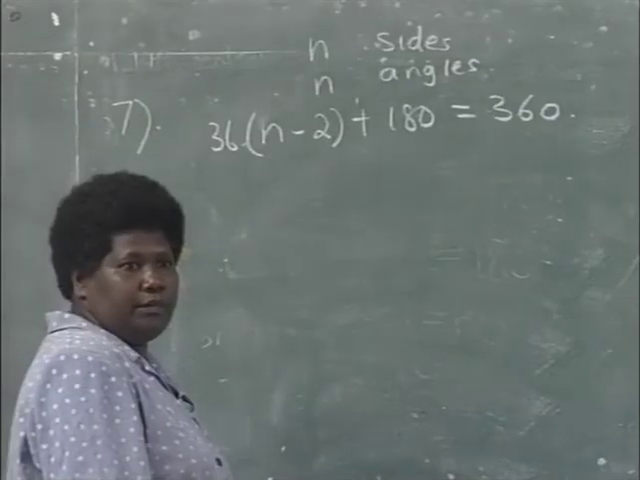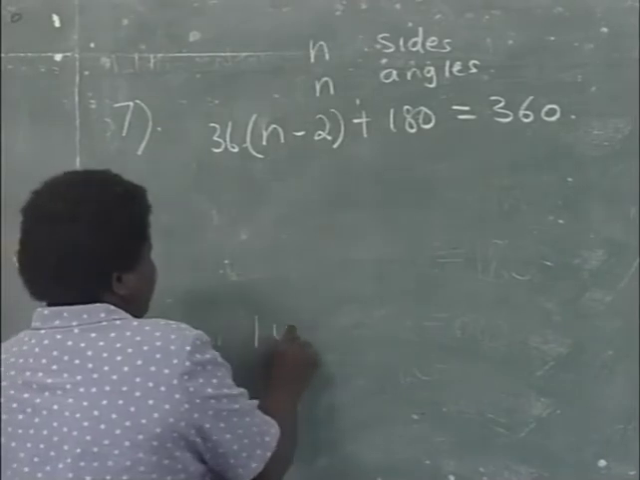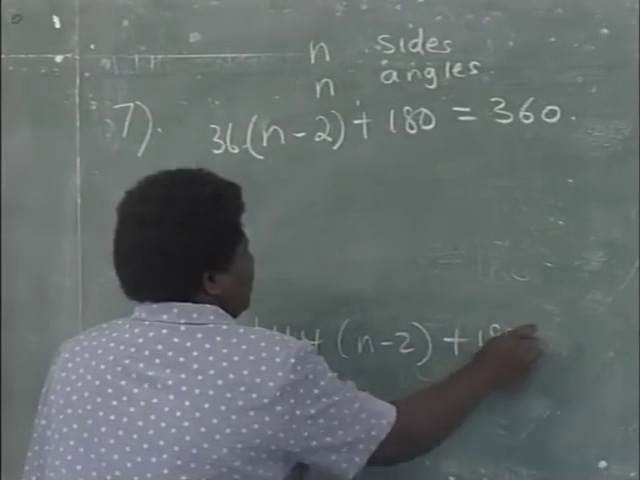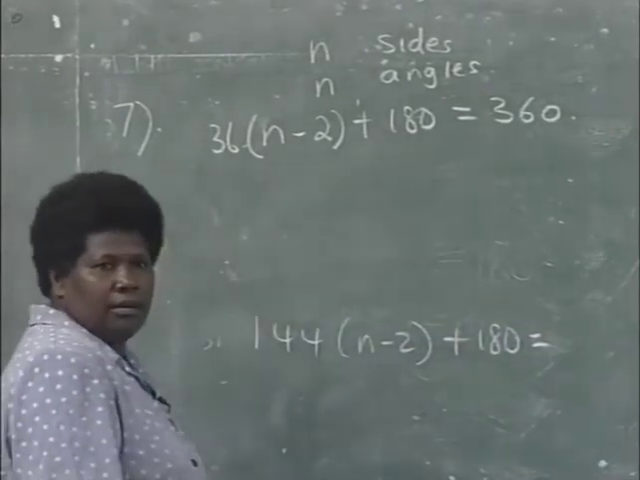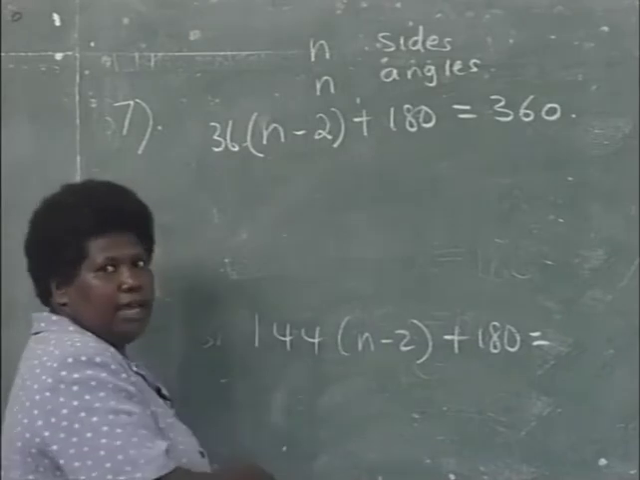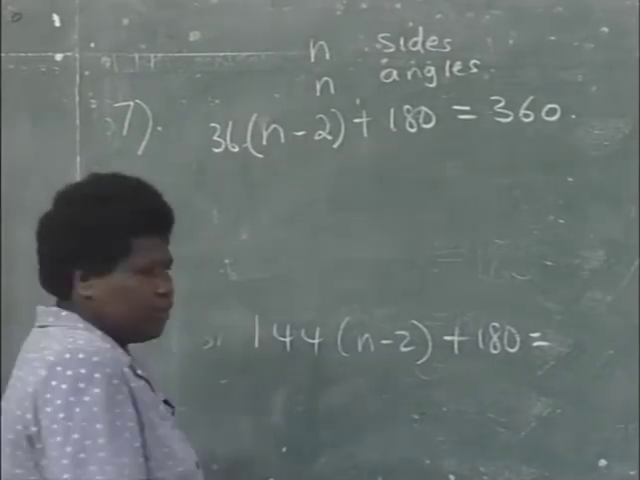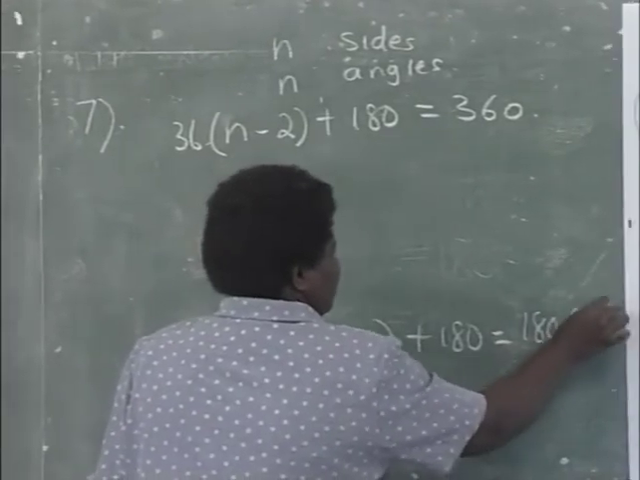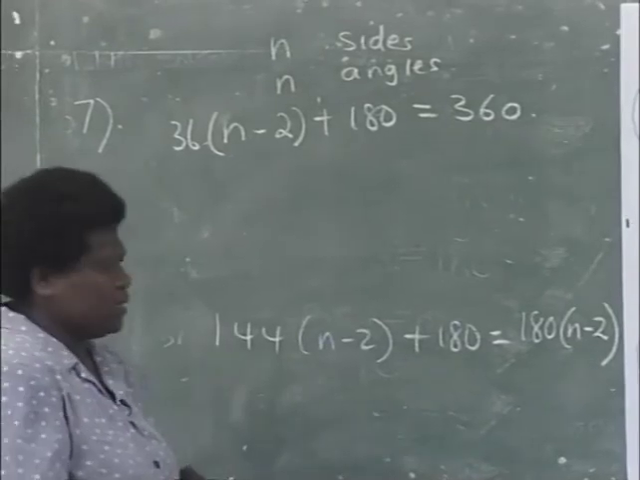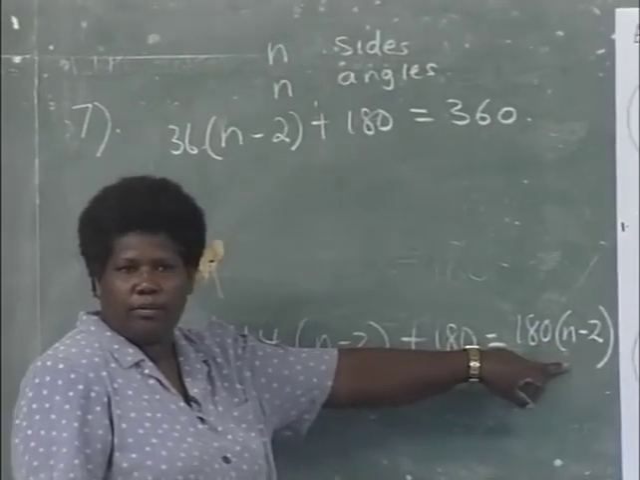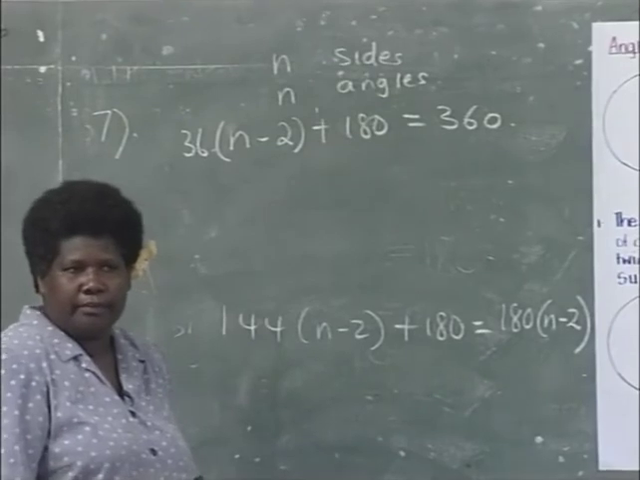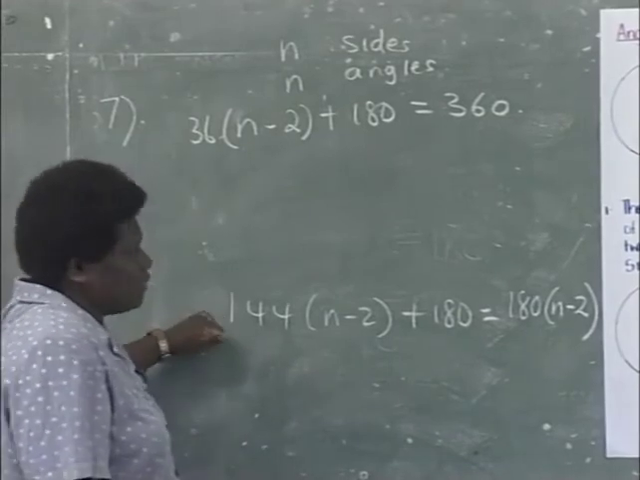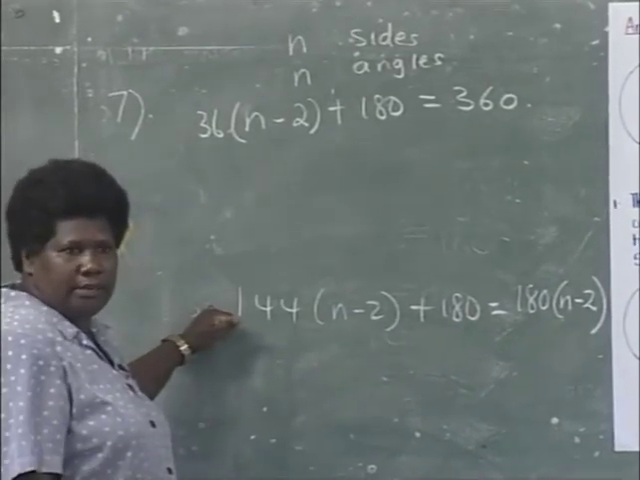If you use the sum of the interior angles, you will get 144 times n minus 2 plus these 2 will still be 180. Okay, this is the sum of the interior angles. I do not know the number of sides, so it will be equal to 180 times n minus 2. Remember, this is the sum of the interior angles of any polygon. You with me? So this is using exterior angles, this is using interior angles. You will get the same answer.